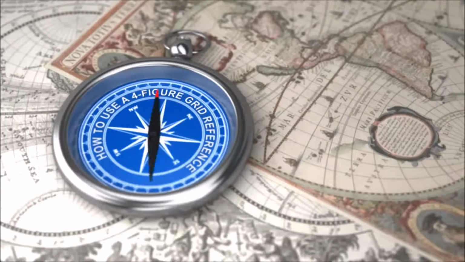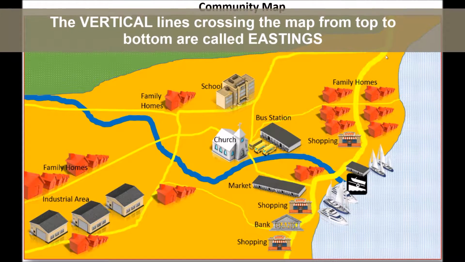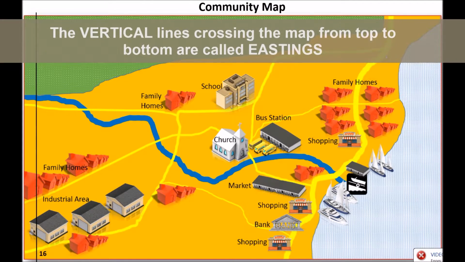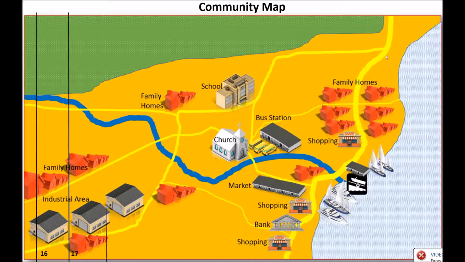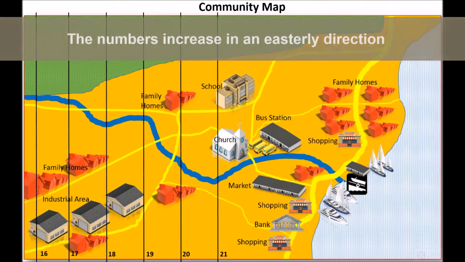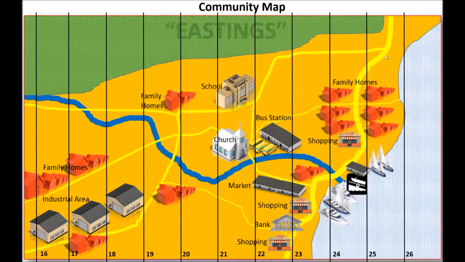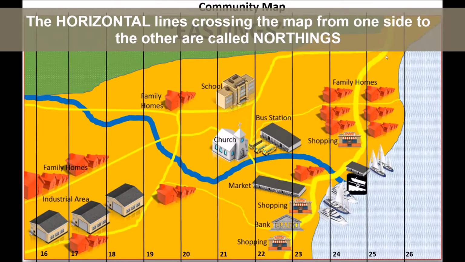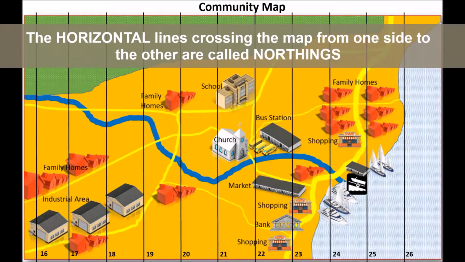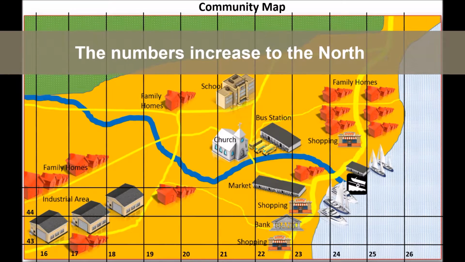How to use a 4-figure grid reference. The vertical lines crossing the map from top to bottom are called eastings. The numbers increase in an easterly direction. The horizontal lines crossing the map from one side to the other are called northings. The numbers increase to the north.